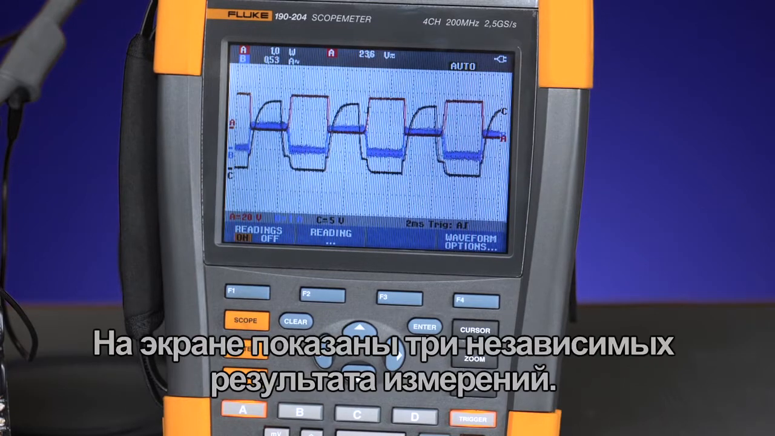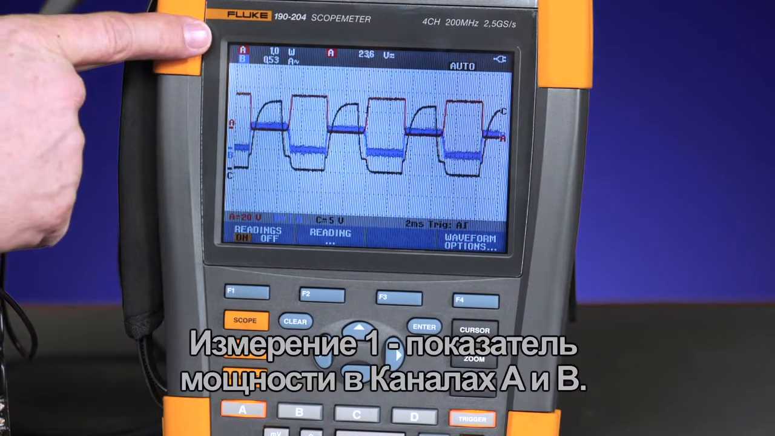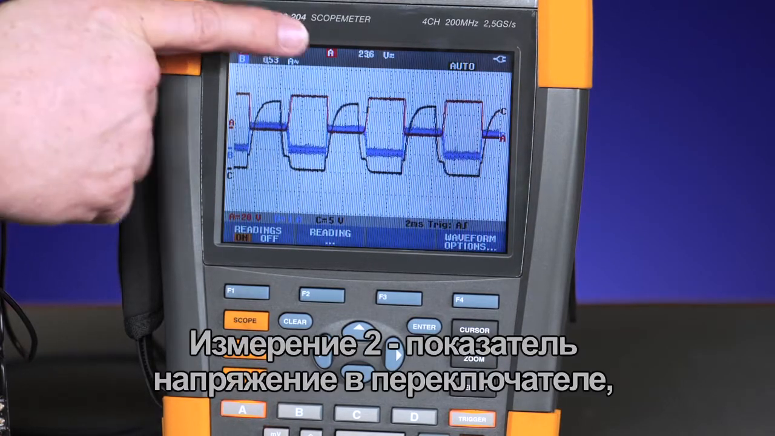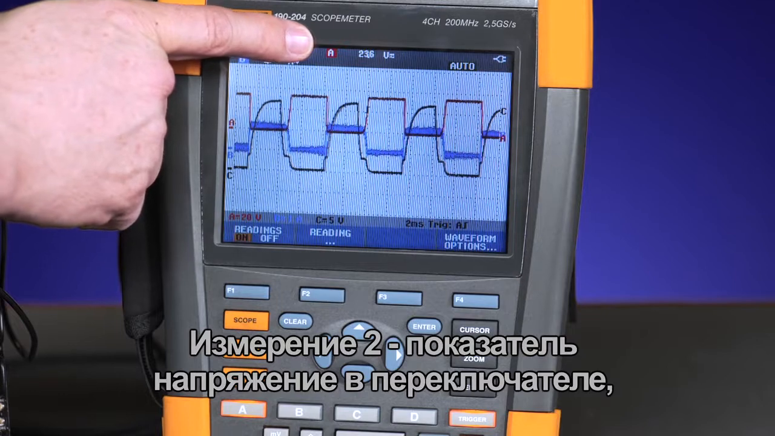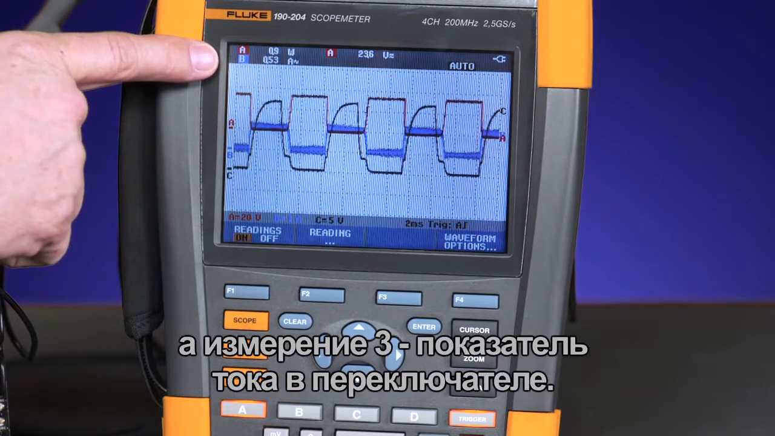What you see on the screen are 3 independent measurements. Measurement 1 is looking at the power of channel A and B. Measurement 2 is looking at the voltage across the switch. And measurement 3 is of the current through the switch.